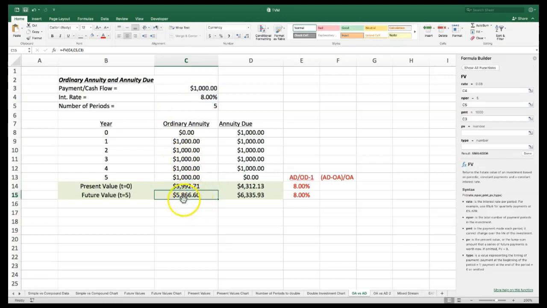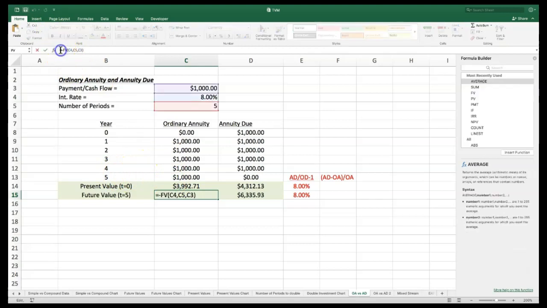Likewise, for the future value, and this occurs at year 5, again I'm going to click on the equal sign so that I can see the Excel formula FV. Again, the minus sign there is just to account for the cash flow so that the reported value has a positive sign. So that future value is equal to, again, C4 in blue, 8%. C5, it's asking us how many periods. And then C3, how much is the cash flow in each period.